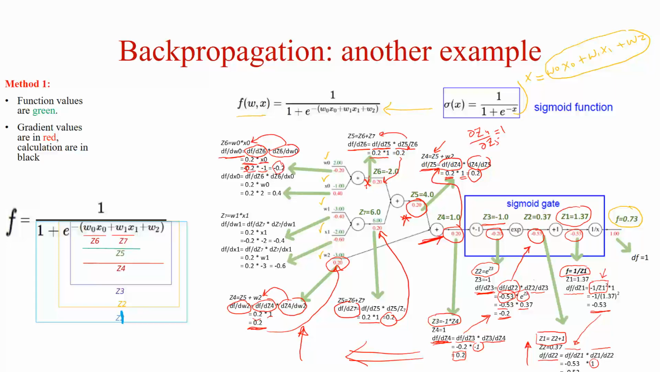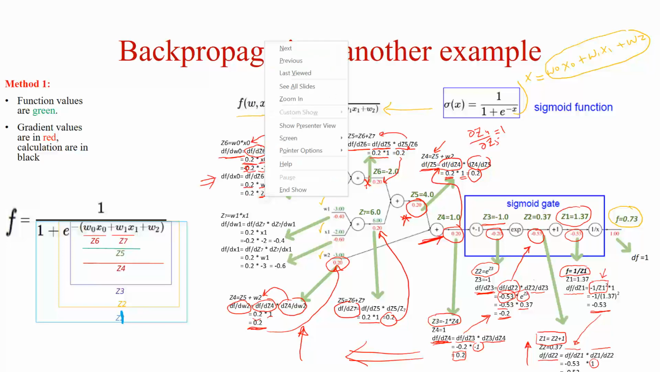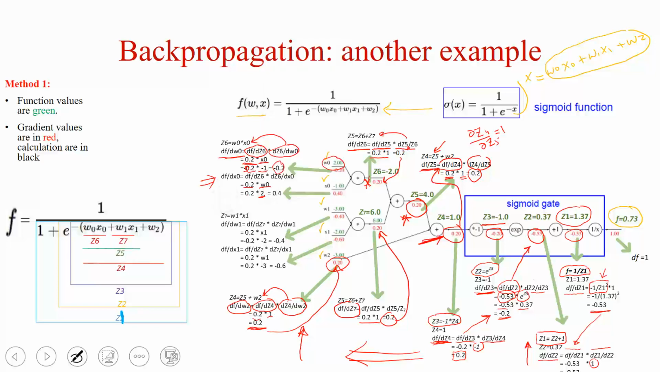Similarly, I can compute delta f over delta x0, which is 0.2 times the value of w2, and w2 is equal to 2. This is the value right here, in green. So 0.2 times 2 comes to 0.4, which is right here. Similarly, I can compute delta f with delta w1 and delta f with delta x1. You can see, the idea is to illustrate how we can go backward and propagate.